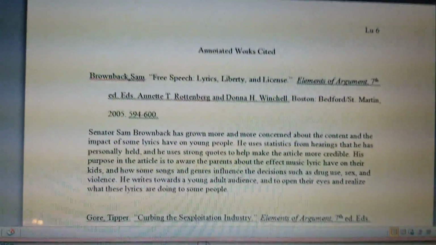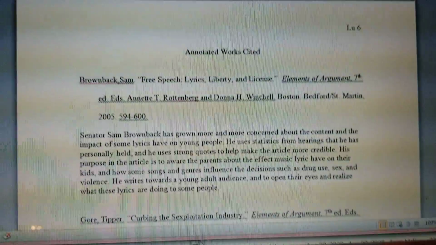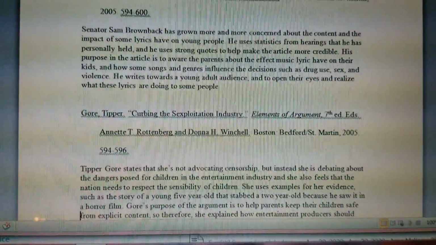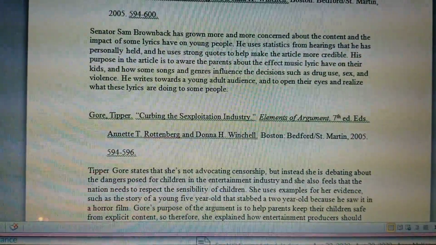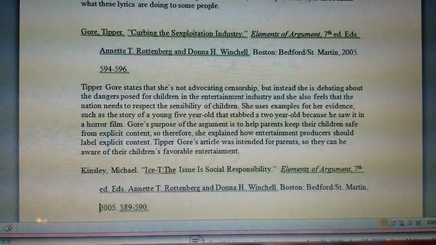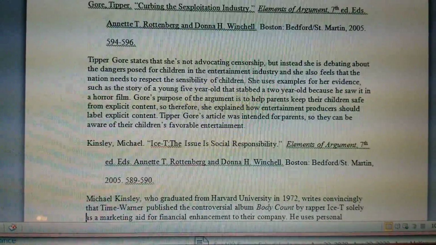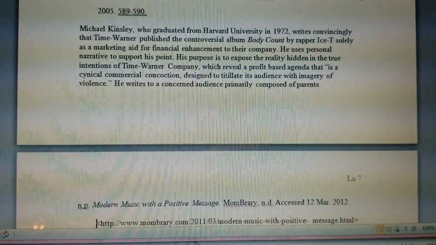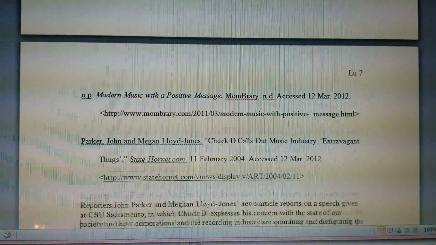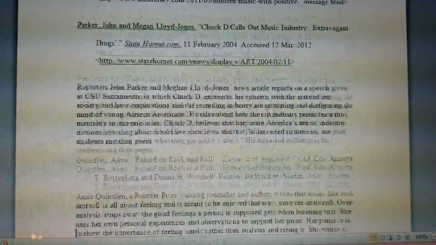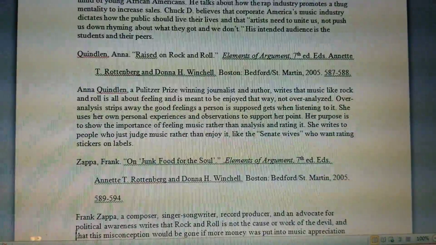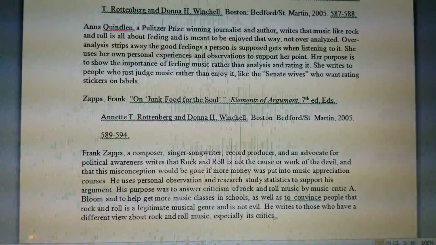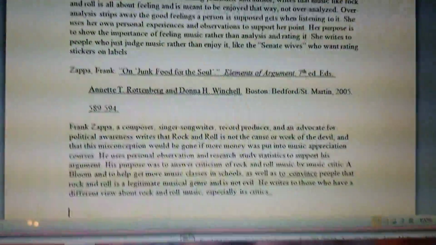Here is her work cited. It is a proper annotated work cited. Your citations are double-spaced, hanging indents. There's your annotations. And you can see, I want you to particularly look at the one on Frank Zappa.